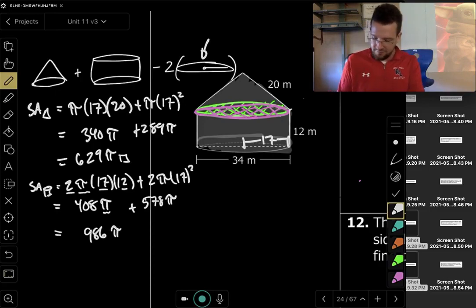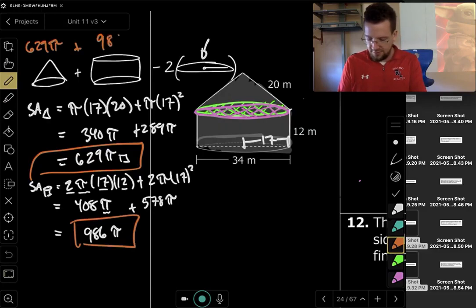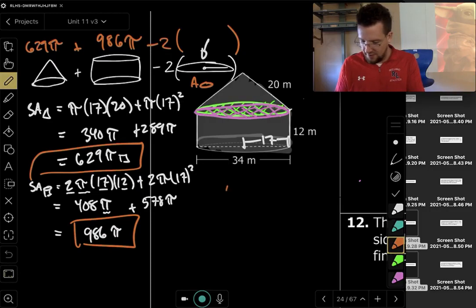And so, surface area of the cone, 629 pi, plus surface area of the cylinder, minus 2 pi r squared. Well, the area of this circle is pi r squared. Well, pi r squared is 17 squared. We have 2 of them.